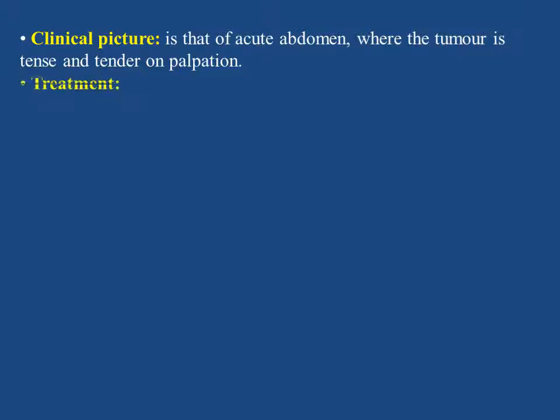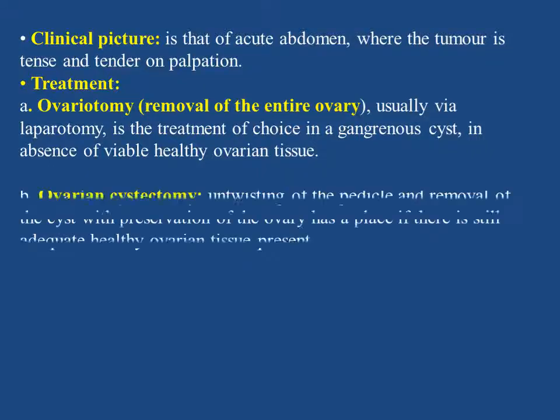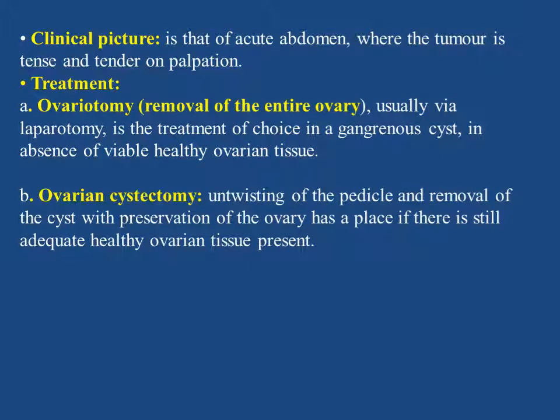Of course, the treatment is to remove the entire ovary, usually via laparotomy. This is the treatment of choice, especially if there is a gangrenous cyst and there is no viable healthy ovarian tissue. On the other hand, if there is still adequate healthy ovarian tissue, you can do untwisting of the pedicle, remove the cyst and preserve the ovary. We call this ovarian cystectomy.